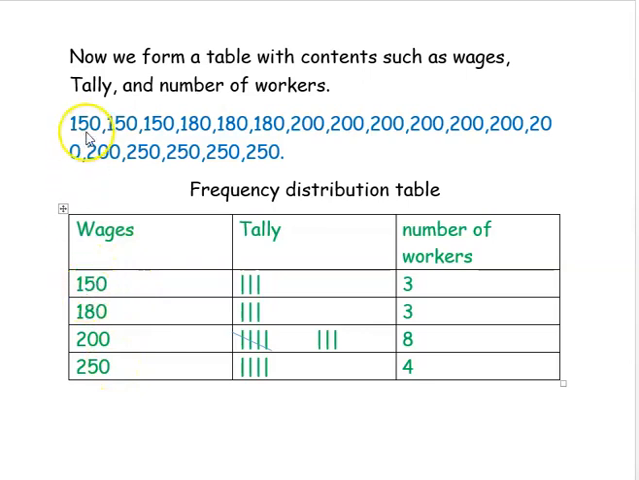So 150, 1, 2, 3. So 3 workers got 150 rupees. So I have drawn 3 tally marks and the number of workers is 3. Then 180 rupees, 1, 2, 3 workers got 180, so I have marked 3. Then if you count 200, 1, 2, 3, 4, 5, 6, 7, 8 workers got 200 rupees wages. So I have put 8. So 4, then 1 crossed 5, then 1, 2, 3, so totally 8. Next 250, 1, 2, 3, 4 persons. So I have drawn 4 tally marks.